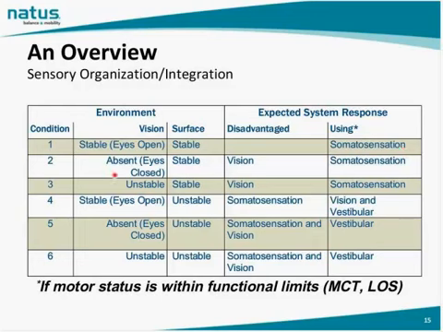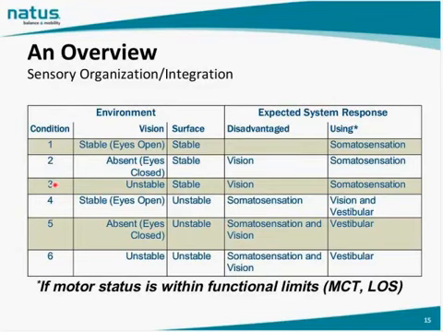The second test is the absence of vision, or eyes closed. Again, the surface is stable. No vision is present, so the patient has to rely more and more on somatosensory input to balance. You should recognize this as the classic Romberg approach to balance control assessment.